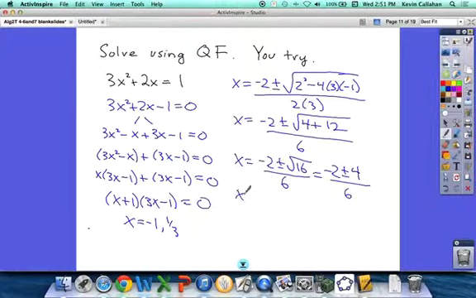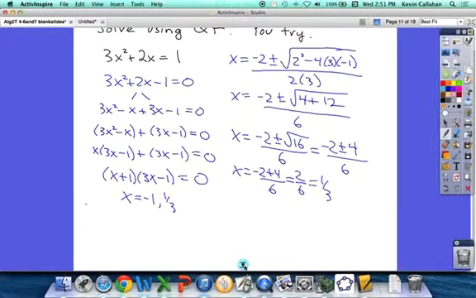So the first one will be negative 2 plus 4 divided by 6, which is 2/6 or 1/3. And the next one will be negative 2, oops, that was wrong. Negative 2 minus 4 divided by 6, which is negative 6 over 6, negative 1.